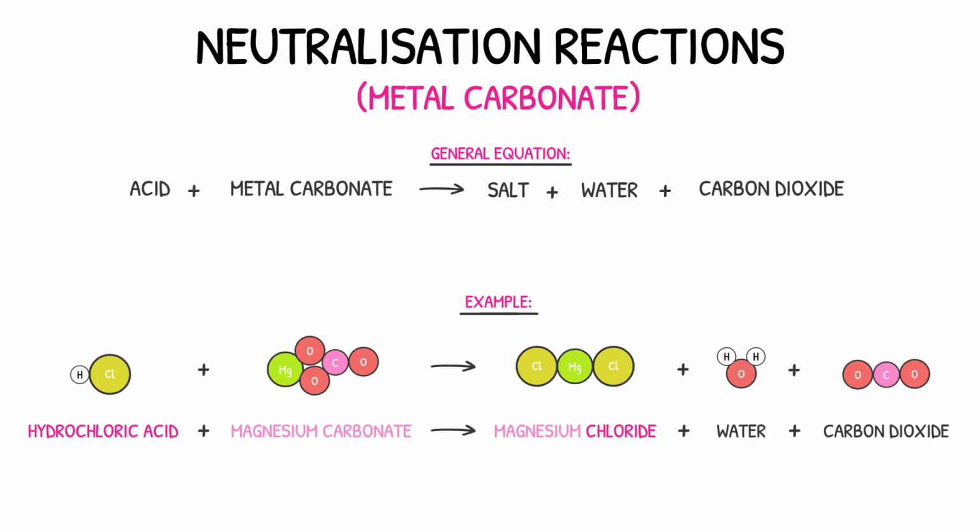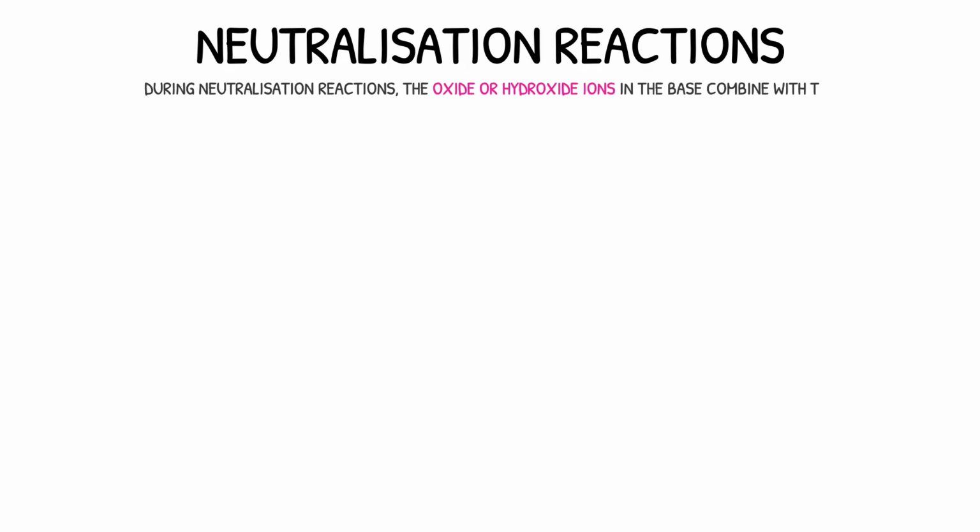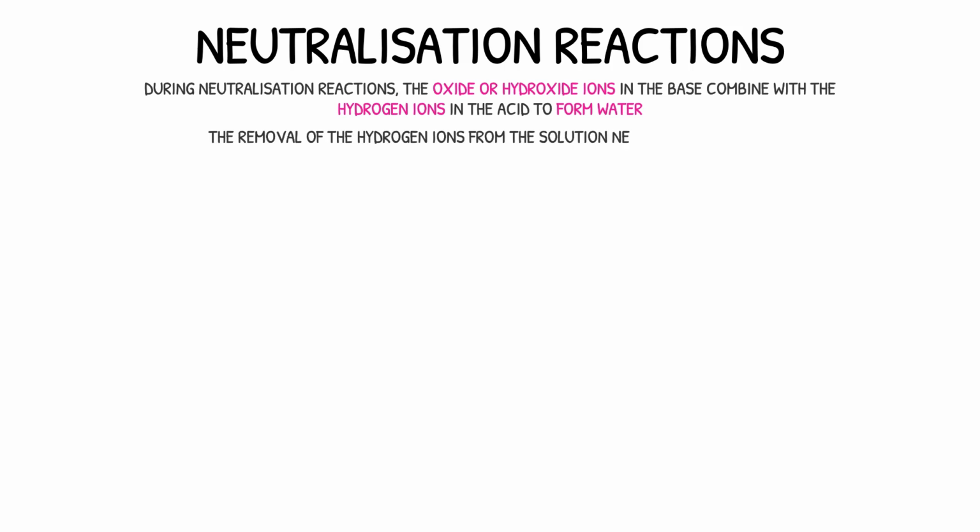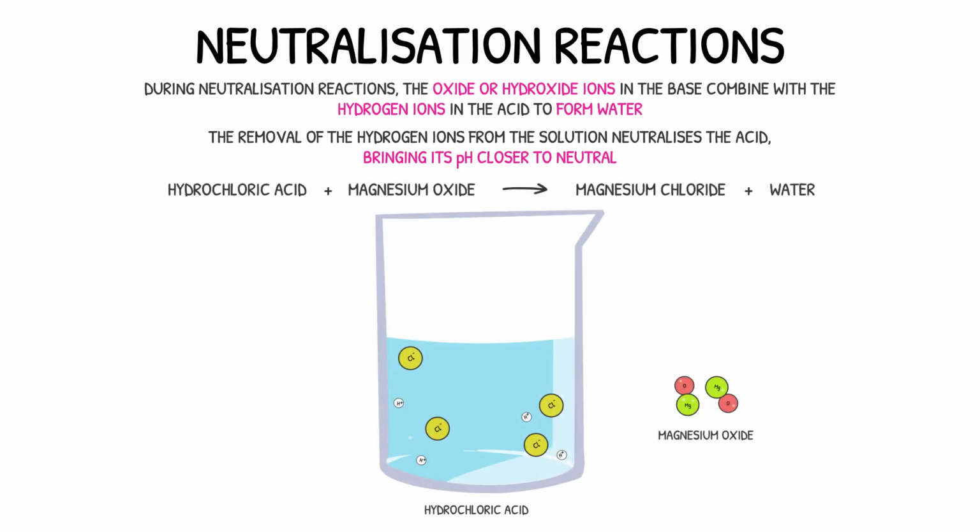Once again, we can see that the name of the salt is determined by both the acid and the base that are reacting. During a neutralisation reaction, the oxide or hydroxide ions from the base combine with the hydrogen ions from the acid to form water. The removal of the hydrogen ions from the solution neutralises the acid and thus brings the pH of the solution closer to neutral.